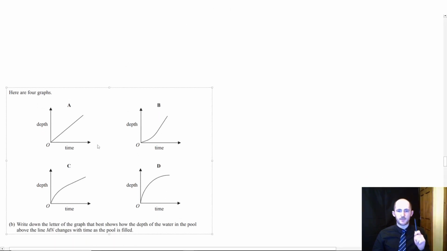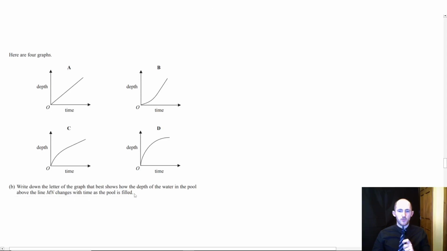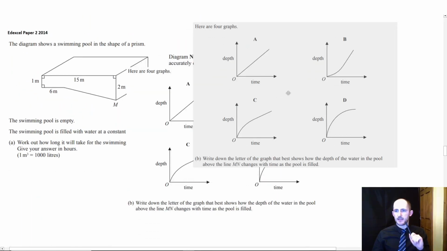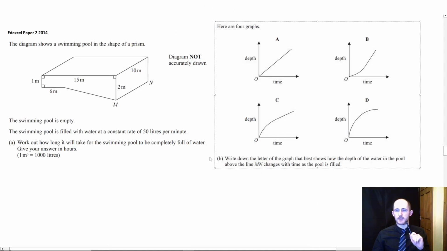But here is something quite interesting. You have to pick which graph would show, or best show, how the depth of the water increases with time. So I'm actually going to drag this up here to make it a bit easier for us to see, because otherwise we have to keep scrolling back and forwards. I thought this question was pretty good. It took me a bit of thinking. But could I get your guesses right now? So no thought, just what would you think it would be?